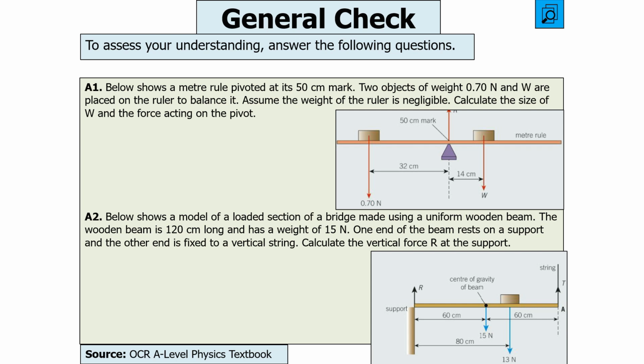Then for the second question, below shows a model of a loaded section of a bridge made using a uniform wooden beam. The wooden beam is 120 centimeters long and has a weight of 15 newtons. One end of the beam rests on a support and the other end is fixed to a vertical string. Calculate the vertical force R at the support. So pause the video now, then unpause the video when you want to go through your answer.